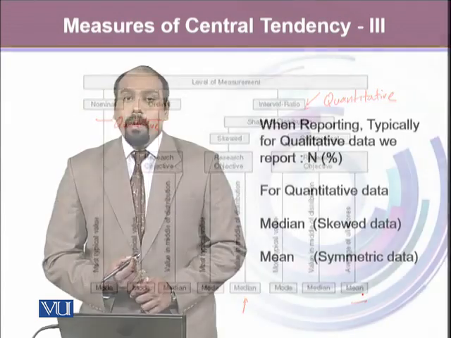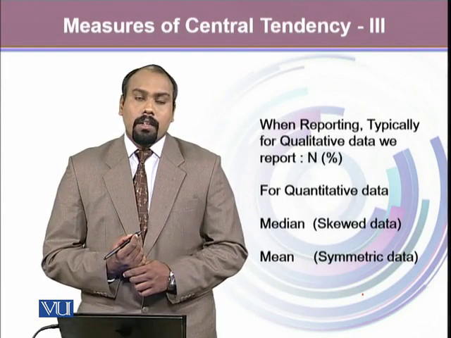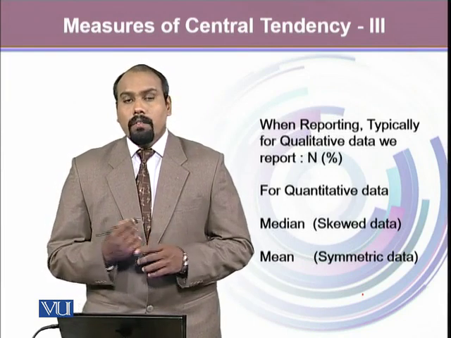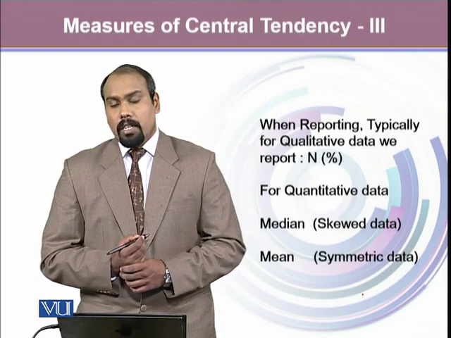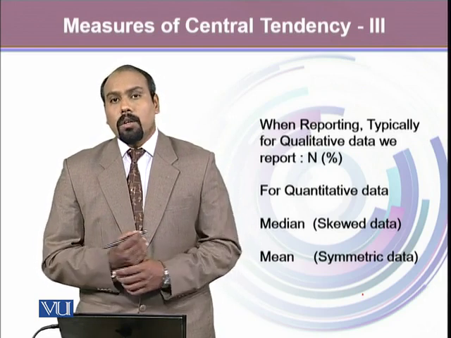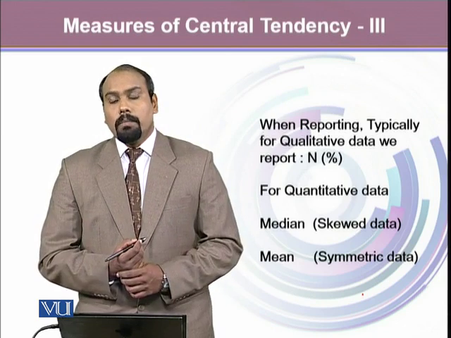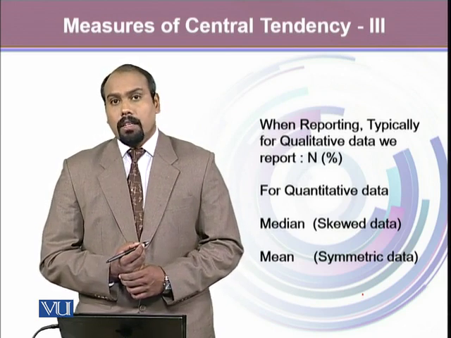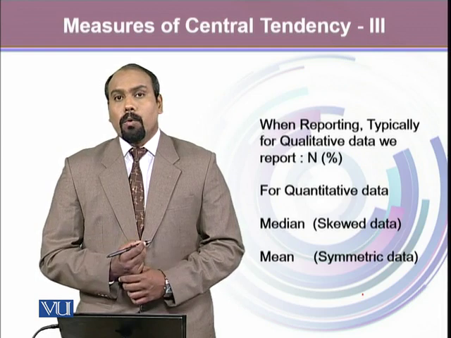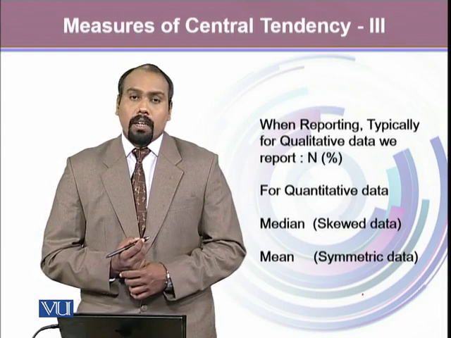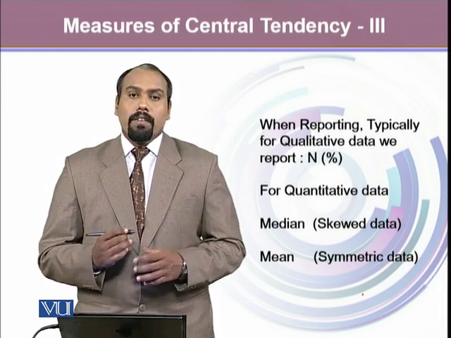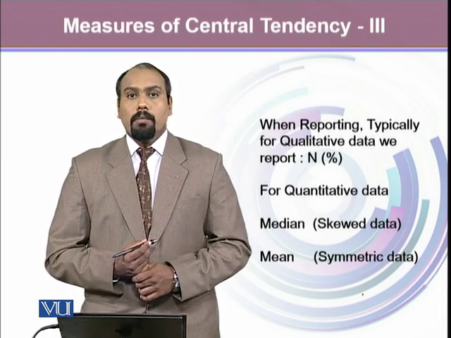When typically reporting our data, for qualitative variable, we report number of observations along with the percentages. We tend not to calculate other measures of central tendency. But for quantitative data, depending upon the shape, for skewed data, median is preferred. And for symmetric data, mean is preferred.